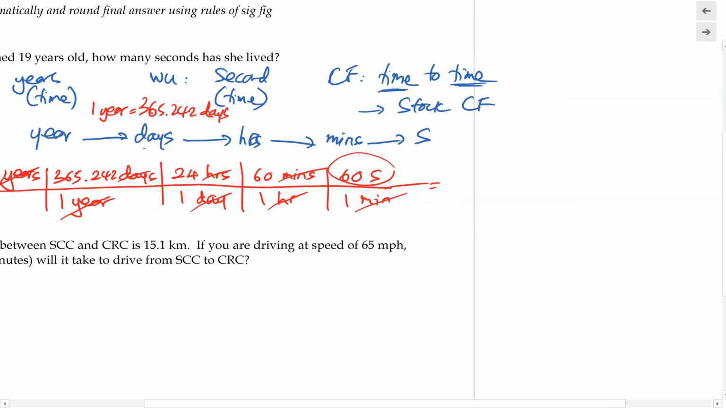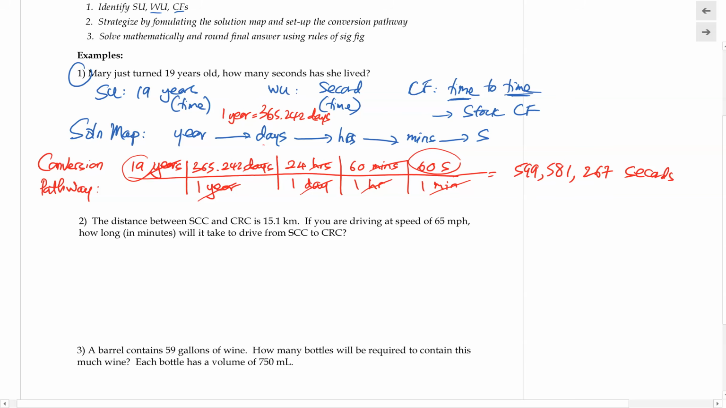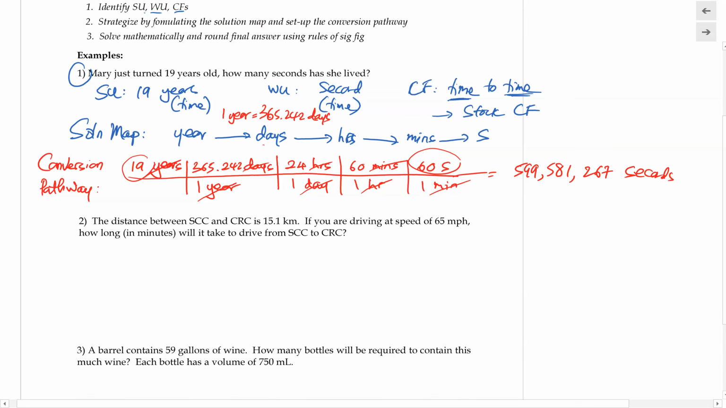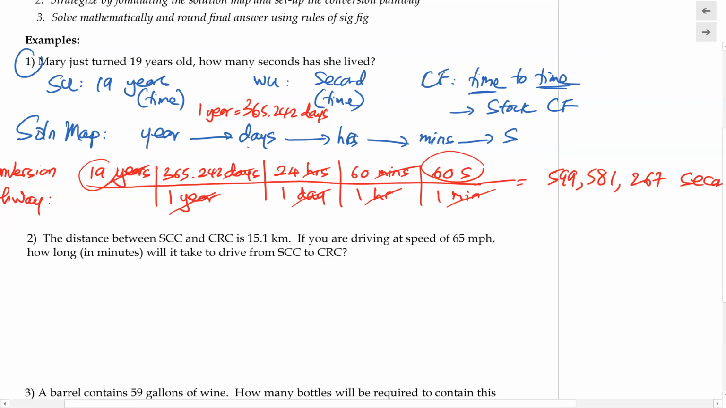And the calculator answer in this case is equal to 599,581,267 seconds. So that's how many seconds it equals. And now lastly, we have to make sure we round this based on the rules of sig figs. So in this case, how should we round the final answer?